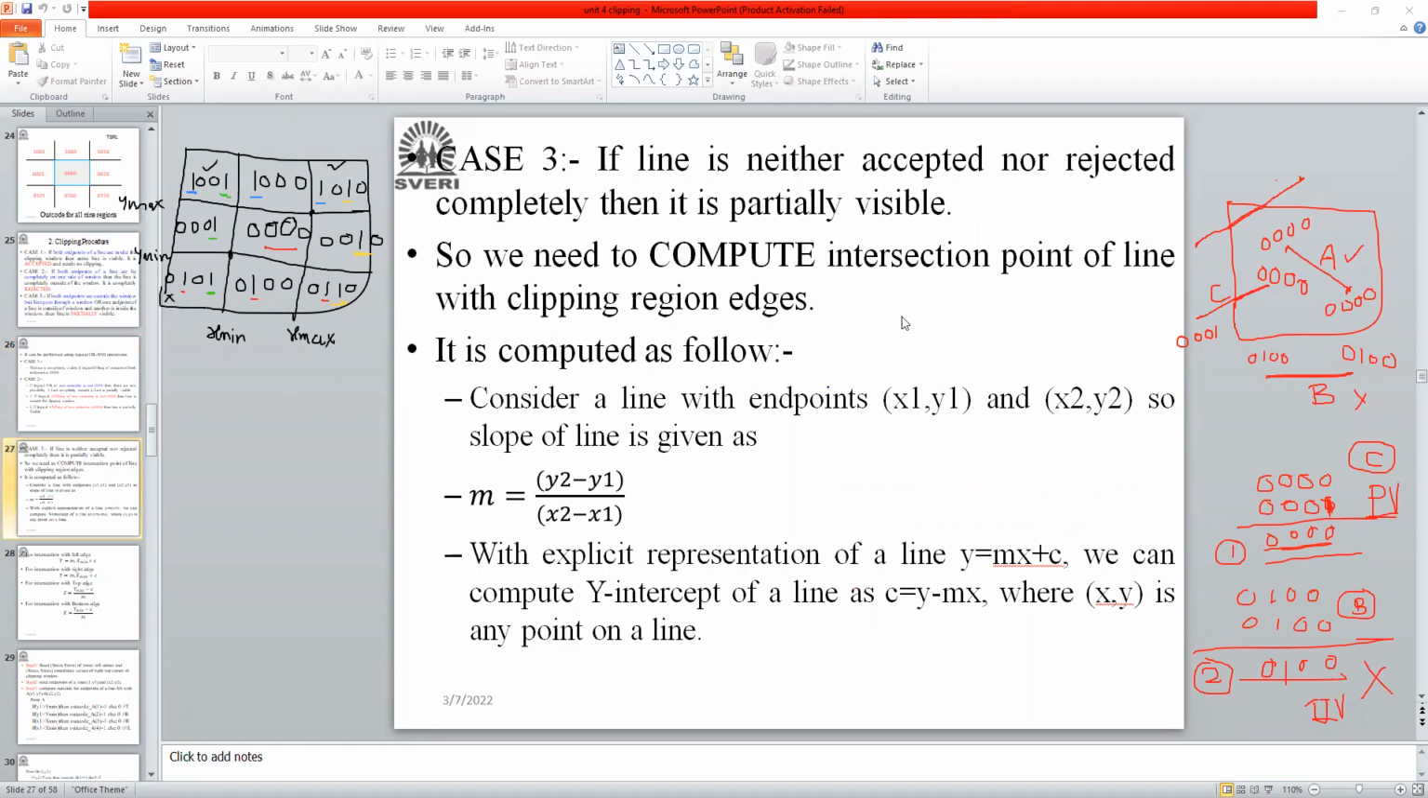So now what we have done, we have determined whether the lines are totally visible, totally invisible, or partially visible.